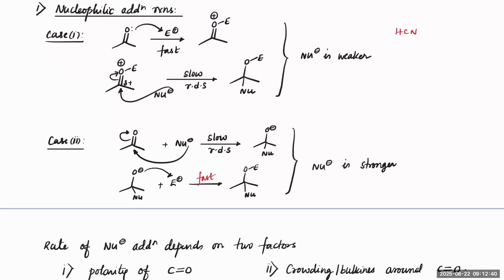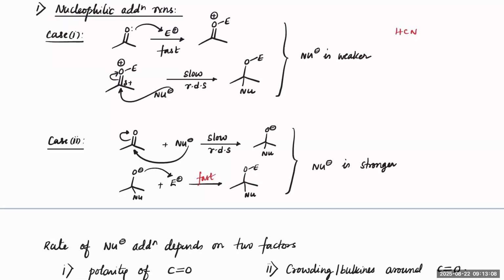Once that happens, the nucleophile attacking the carbon here, that means the C minus is attacking the C plus here. That will take time. So that will be the rate determining step. And overall, there is an addition. The name of the reaction is often suggested based on the rate determining step, and in the rate determining step, there is a nucleophilic addition. Thus, these are called nucleophilic addition reactions.